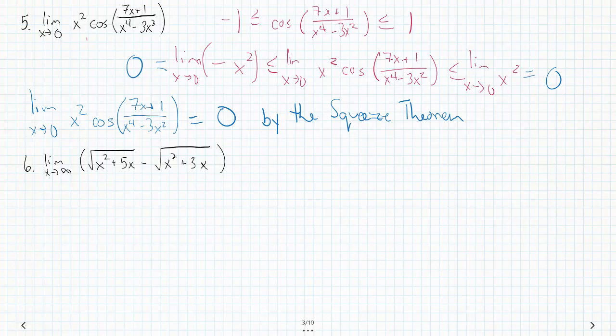Now, let's take a look at this last one. This trips up a lot of people. So, for our last one, we have a limit as x goes to infinity. We have square roots involved, right? So, yeah, it is squeeze. I see that pop up.